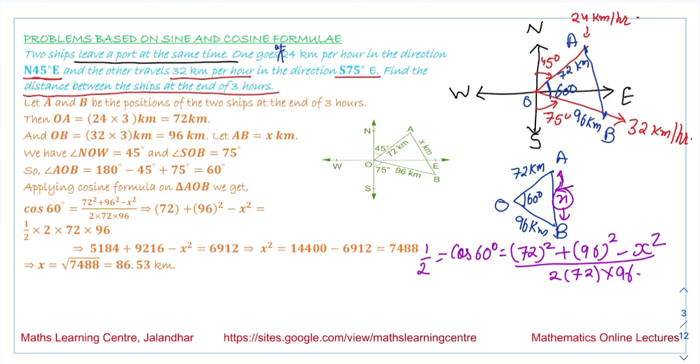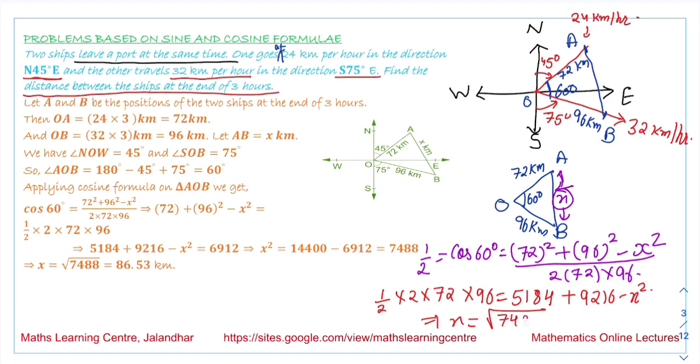So on solving these values, we obtain 1 by 2 into 72 into 96 equal to 5184 plus 9216 minus x square. On solving this, the value of x we obtain is square root of 7488, and the answer comes out to be 86.53 kilometers.